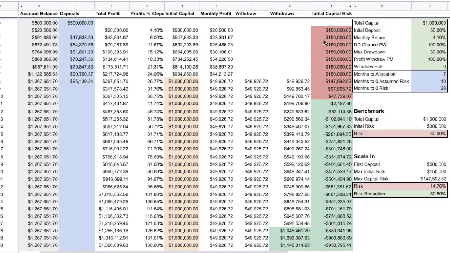So this simulation looks at only adding the rest of the allocated capital while profits have been accumulated to offset the assumed risk. So the assumed risk never goes over 150,000, and then we continue to deposit until which point we've deposited the full allocation, and then we start withdrawing 100% of the profits every month. It takes us 7 months to fully allocate the initial $1 million. It takes 10 months to offset the assumed risk instead of 8 or 9 in the previous 2 strategies. And months to zero risk at the point where we withdraw our initial capital is 28 months.